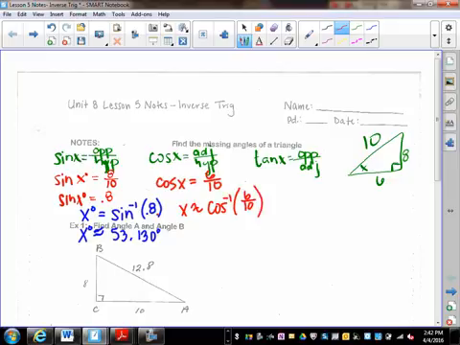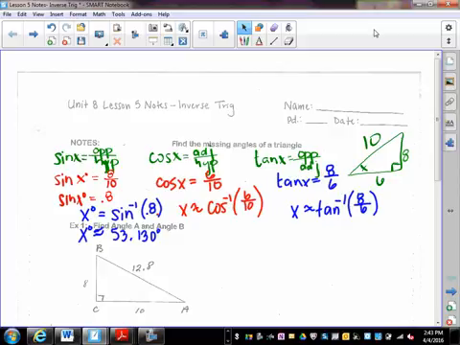The only way to get x by itself is to do the inverse cosine of both sides. Now tangent. If I set up tangent, tangent of x equals what? 8/6. Good. So then x has to be the inverse tangent of 8/6. The only way to get x by itself is to do the inverse of both sides. So I want you to put these in your calculator. Do inverse cosine of 6/10 and do inverse tangent of 8/6.